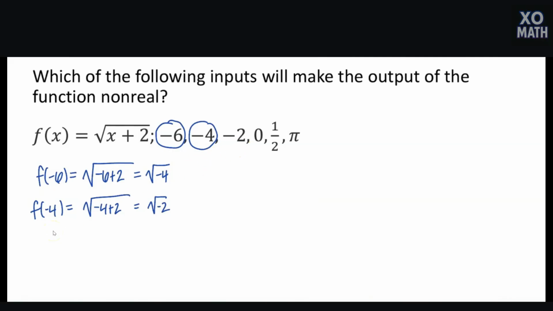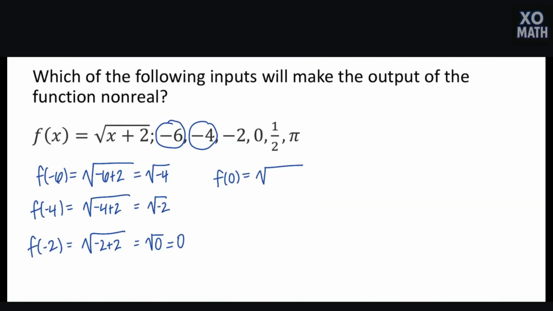Let's check f of -2. The square root of -2 plus 2 is the square root of 0. The square root of 0 is 0. That is a real number. So the only issue is when the input creates a negative underneath an even root. But 0 is fine. Let's check what happens when I plug in 0.